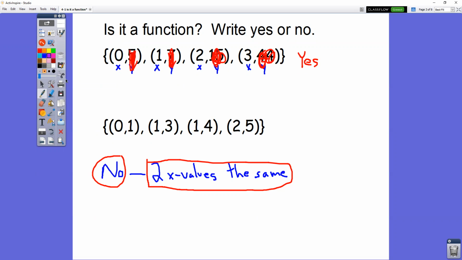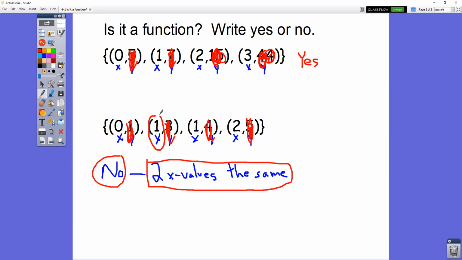In this next one, again, all of our points are written X comma Y. I don't care at all about my Y values. I could go through and cross out all of my Y values. I could care less about them. All I care about are my X values. I have a 0, a 1, a 1, and a 2.